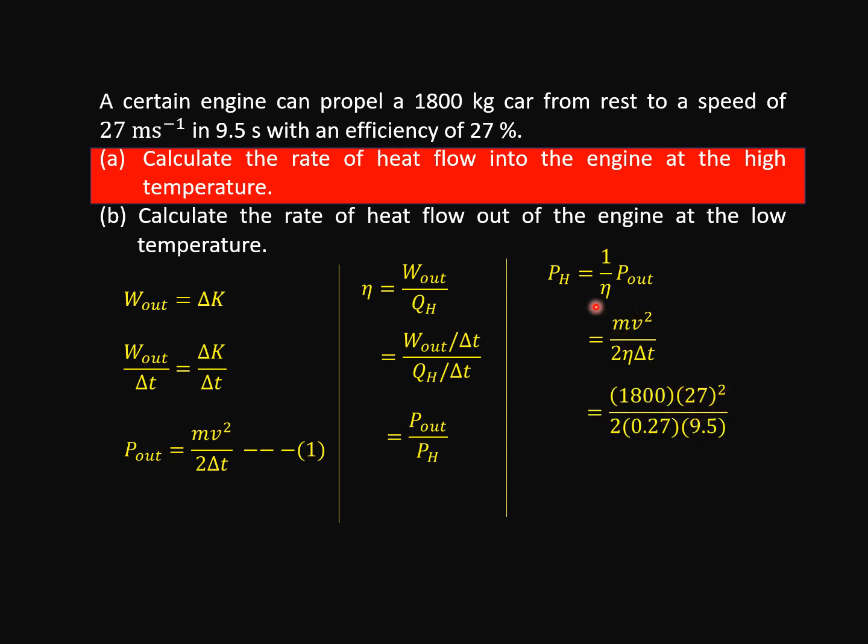m is the mass of the car, 1800 kg. v is the final speed of the car, 27 meters per second. Eta is the efficiency of the engine, 27%, which means it is 0.27. The process of changing the car speed from 0 to 27 meters per second takes 9.5 seconds, so we divide by delta T, which is 9.5 seconds.